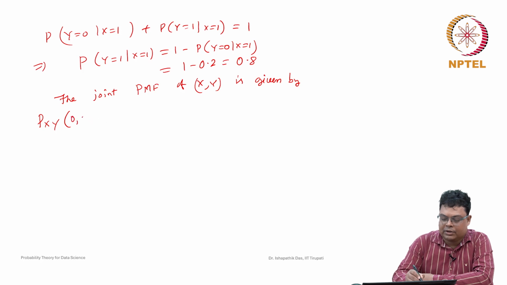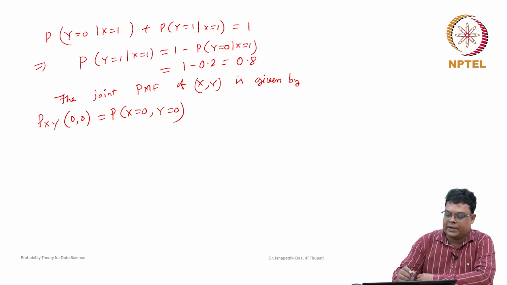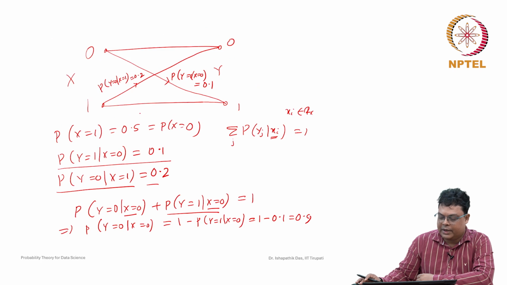So, let us start with 0 comma 0, this is nothing but the probability x equal to 0 comma y is equal to 0, like A intersection B. Some of the probabilities we know already. So, we know y is equal to 0, x equal to 0, this probability is known.